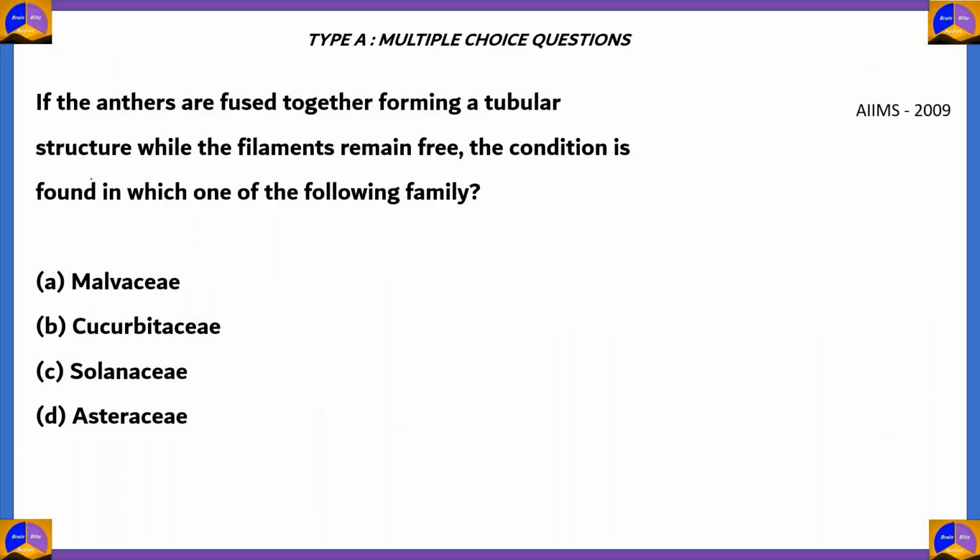Let's look at this question. If the anthers are fused together, forming a tubular structure, while the filaments remain free, the condition is found in which one of the following families? A. Malvaceae, B. Cucurbitaceae, C. Solanaceae, and D. Asteraceae. Let's look at each of our options.